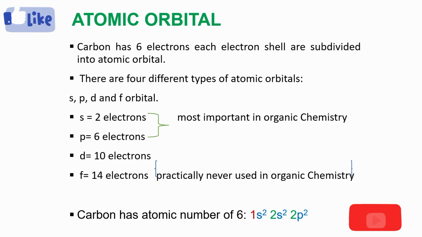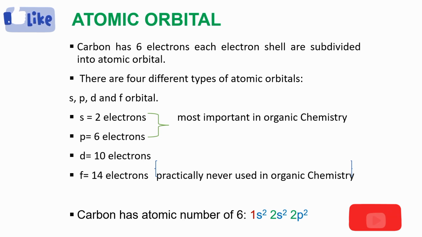Atomic orbitals. From the electronic configuration of carbon, we already know that the atomic number of carbon is 6, and these 6 electrons are divided into atomic orbitals. Now, for carbon, we have only s and p orbitals. An s orbital has a maximum of 2 electrons, exhibiting only 1 orbital, while p has 6 electrons, meaning it has 3 orbitals. D has 10 electrons, meaning 5 orbitals, while F has 14 electrons, meaning 7 orbitals.